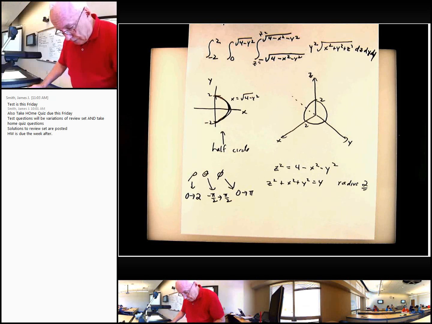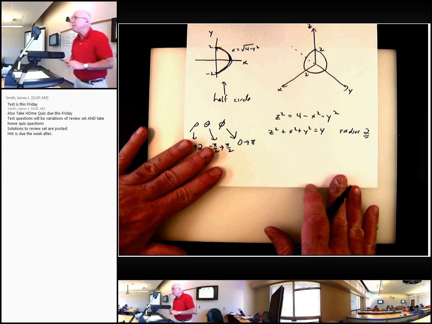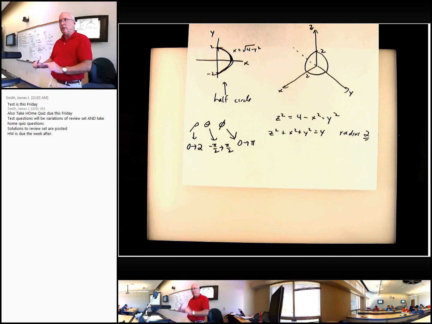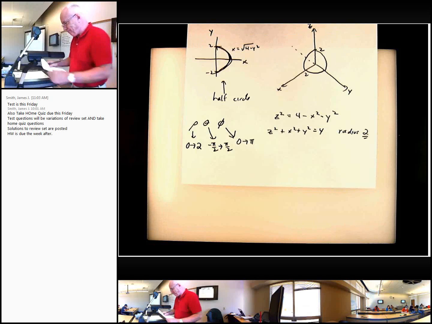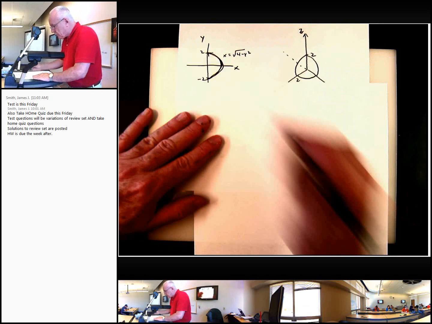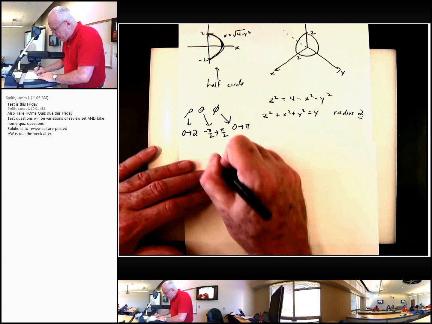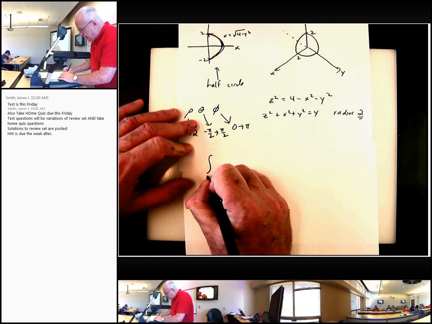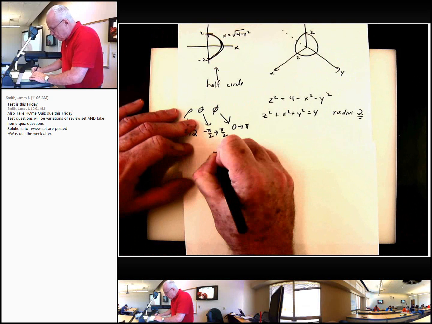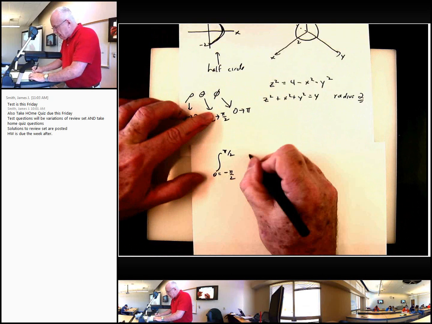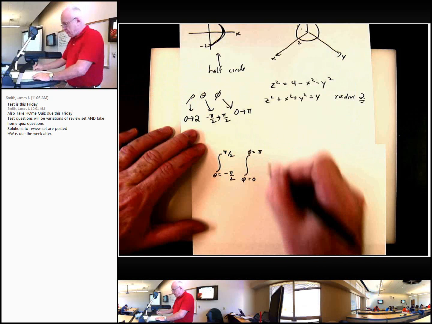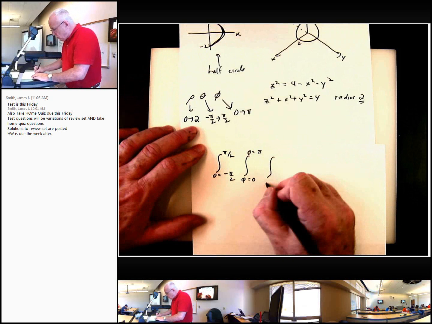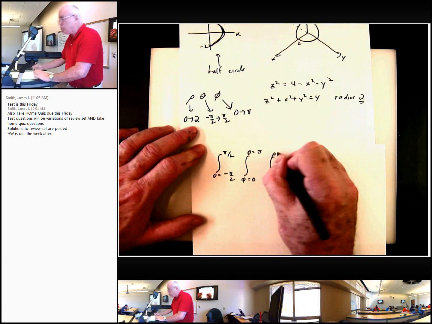Let's make sure we've got everything set up right. This is the hard part, setting up the limits of integration. The rest of it isn't so bad. So we have here, let's put our theta. Theta is going from minus pi over 2 to pi over 2. Then let's do our phi. Phi is going from 0 to pi. And on the inside, we want to do our rho. It's going from 0 to 2.